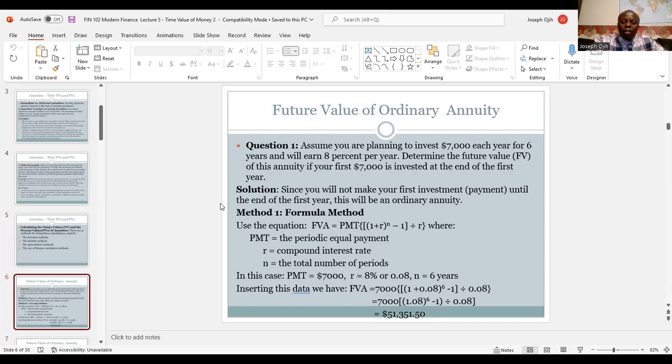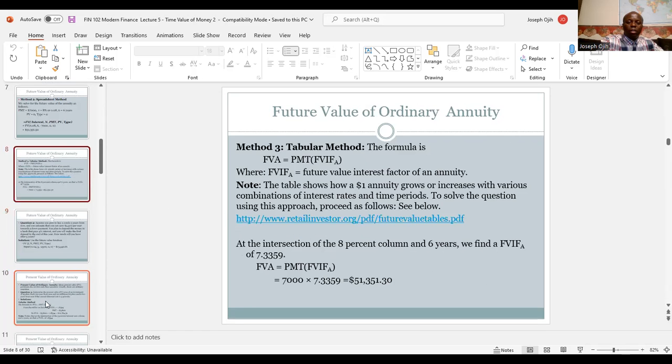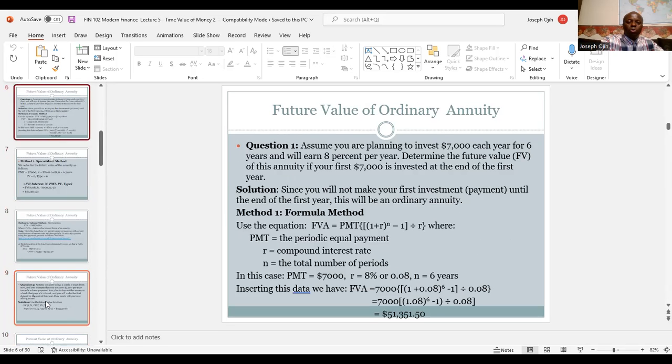Now, let's start with one question, and we're going to use the different methods to solve that question. We'll use 3 methods to solve this question. The question says, make sure you're seeing this. Assume that you are planning to invest $7,000 each year for 6 years, and you will receive 8% per year. Determine the future value of this annuity if your first $7,000 is invested at the end of the first year.